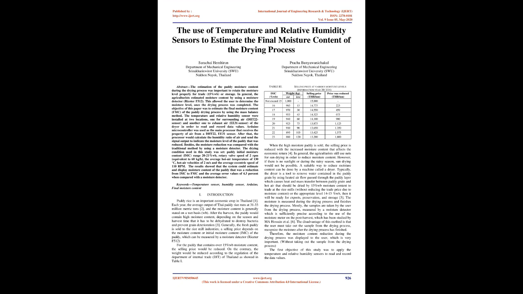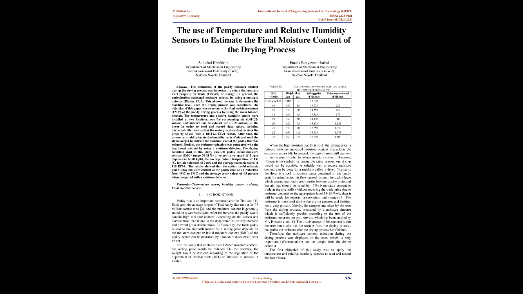Generally, the fresh paddy is sold to the rice mill industries. A selling price depends on the moisture content, or initial moisture content, IMC, of the paddy, which can be measured by a moisture detector, Riceter F512. For paddy that contains over 15% WB moisture content, the selling price would be reduced. On the contrary, the weight would be reduced according to the regulation of the Department of Internal Trade, DIT, of Thailand, as shown in Table I.